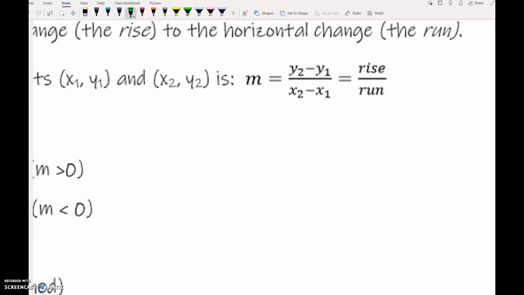Because the y values are the vertical axis, you subtract your y values on the top, you subtract your x values on the bottom. So here is the formula for slope. Subtract your y values on the top, subtract your x values on the bottom.